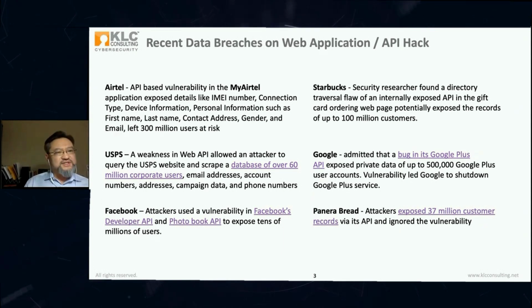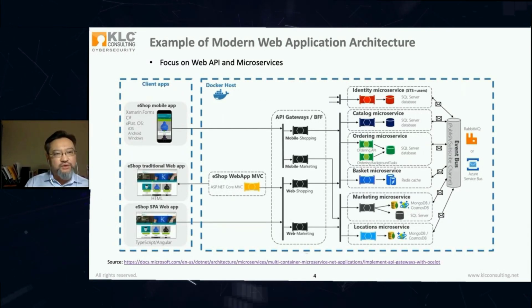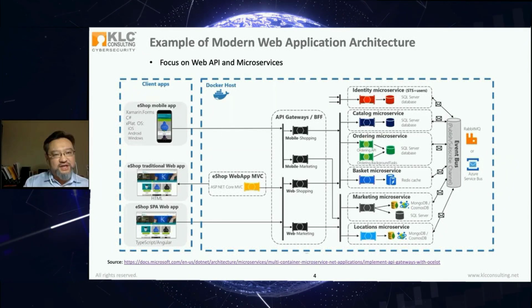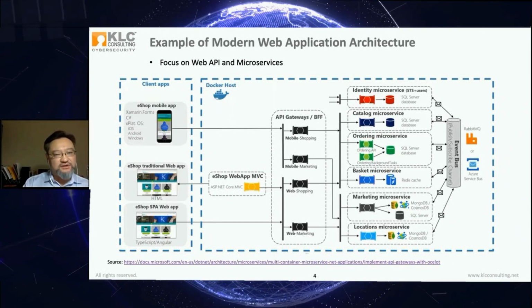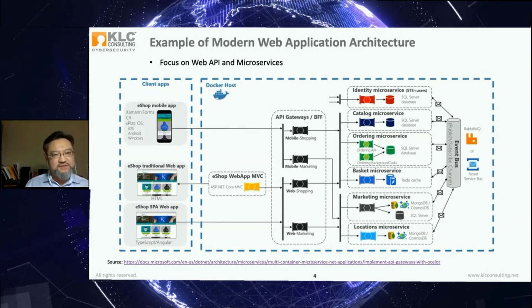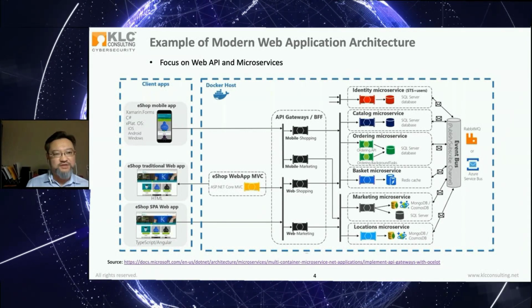All right, this is just an example of a modern web application architecture. I'm not trying to show you the entire architecture. It's just to show you that there's a web application and a mobile application in the front, but in the back end there are the APIs. There are API gateways talking to different APIs that support the application. So this is the modern application. A lot of them are API driven.